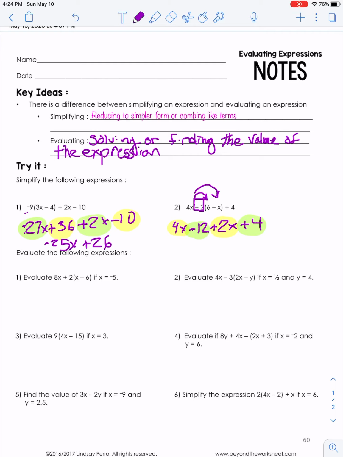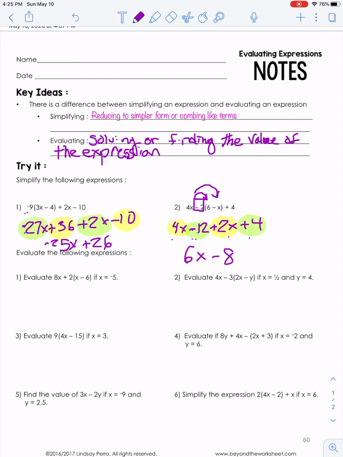So we combine our like terms. So we have 4x plus 2x is 6x, and negative 12 plus 4. So we end up with a negative 8 to get 6x minus 8. So that's our combining or simplifying expressions.